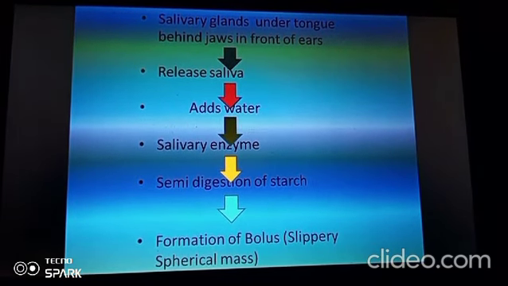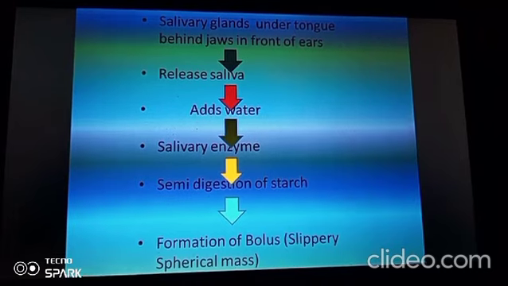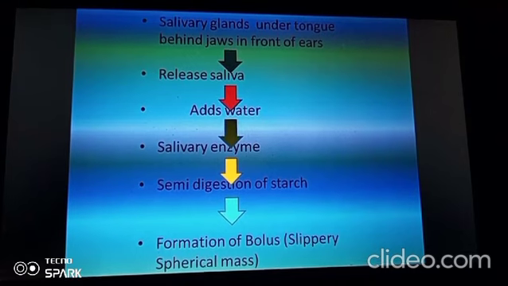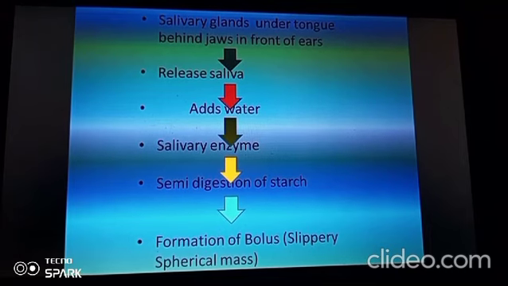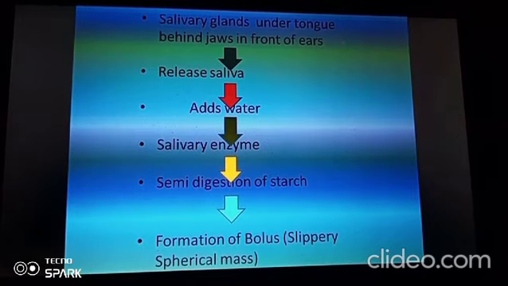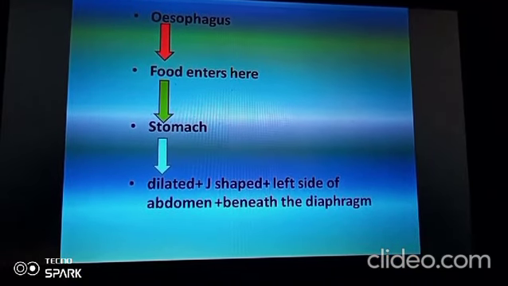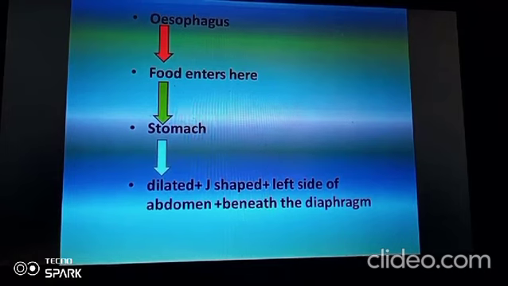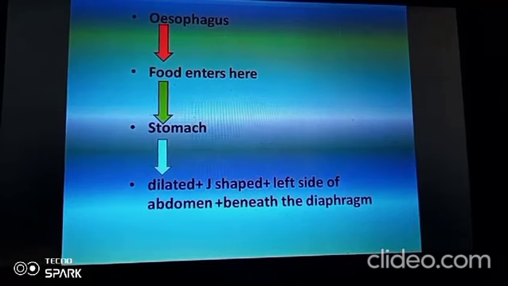And at the end, the bolus forms, which is basically a slippery spherical mass present in our oral cavity. All these events take place in our oral cavity, and the content which is digested first is the starch content, by the salivary enzyme. The spherical slippery mass, which we call bolus, now moves towards the esophagus. Here the food enters, and from the esophagus it moves towards the stomach.